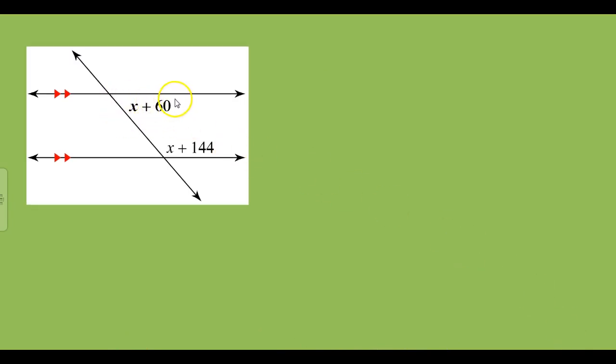Same thing here. Pause the video and ask yourself what type of angle pairs these are. These are same side interior angles. Same side interior angles are supplementary. If they're supplementary, that means they add together to equal 180. So this angle plus this angle equals 180 degrees.